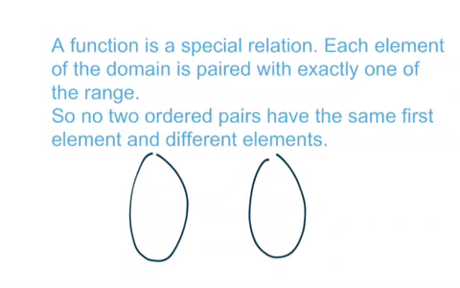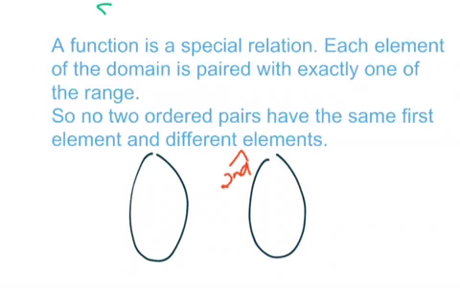Alrighty. A function is a special relation. Each element of the domain, or each X value, is paired with exactly one element of the range, or the Y value. So no two ordered pairs have the same first element and different second elements.